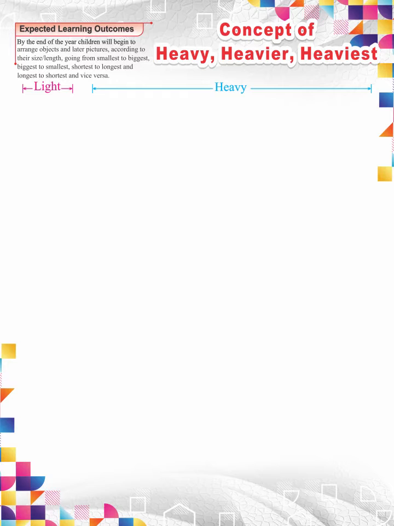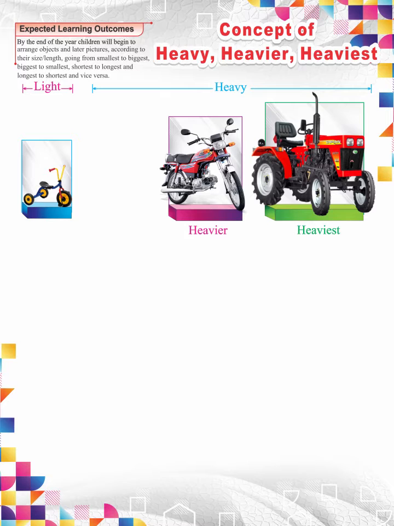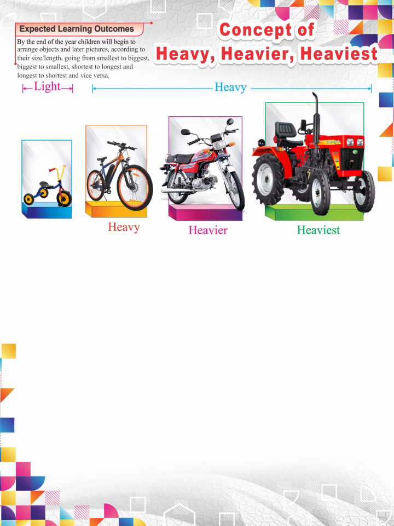Look at this picture. You see a tractor here, which is heaviest. The motorbike is heavier, but the bicycle is heavy in weight. It also means that the motorbike is heavier than the bicycle, but the tractor is the heaviest. Hence, the tractor is heaviest among the motorbike and bicycle, while the baby tricycle is light in weight.